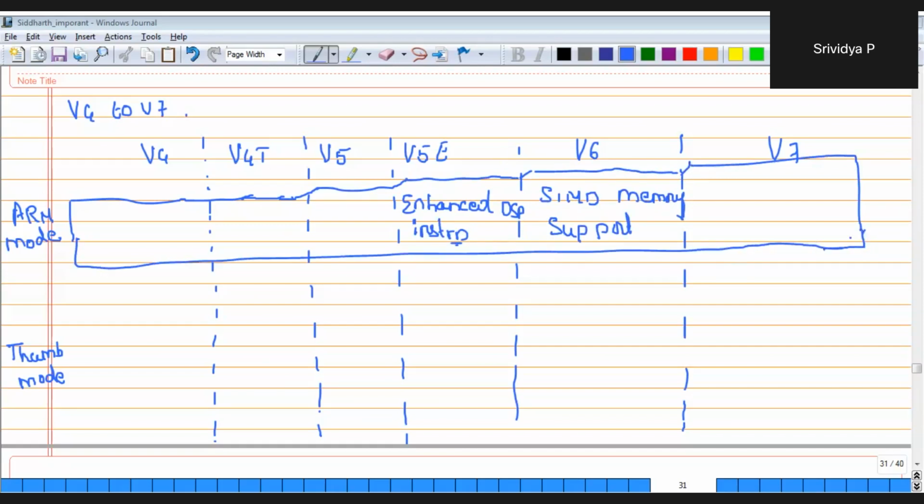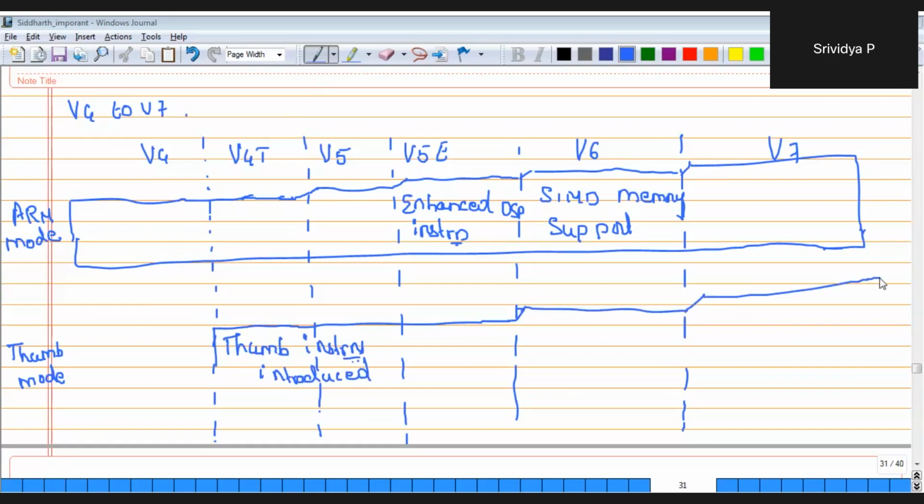Then Thumb mode was introduced in the ARM7TDMI. T stands for Thumb version. So in the ARM7TDMI, Thumb instructions were introduced. In version 6 it was slightly improved. And in version 7, Thumb-2 was introduced.